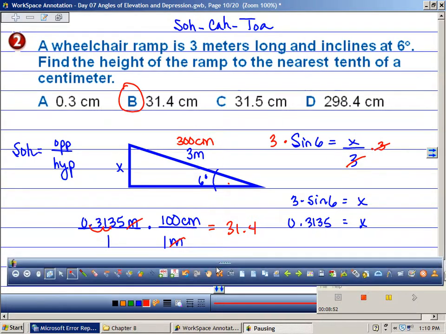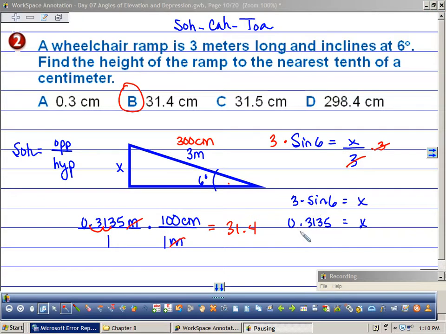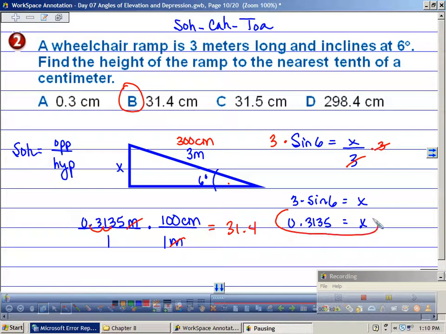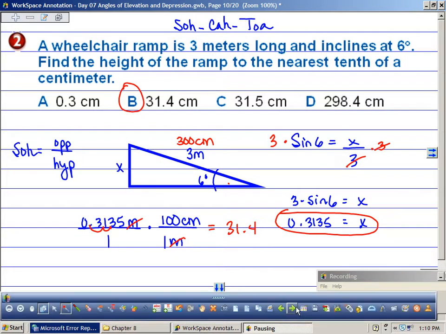But I did it this way because I wanted you to see that if you get an answer like this, you go back, and the last thing I always say is, does it make sense? So I made that mistake on purpose so that we could go back and say, does it make sense for x to be 0.3135? Okay? All right. Questions on this?